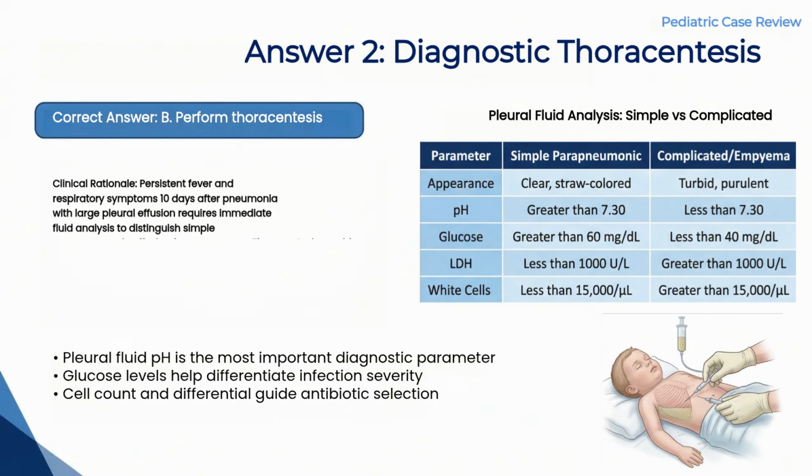In simple parapneumonic effusion, the fluid is clear and straw-colored. pH is greater than 7.3. Glucose is greater than 60 milligrams per deciliter. Lactate dehydrogenase is below 1,000 units per liter, and white cell count is below 15,000 per microliter. In complicated effusion or empyema, the fluid is turbid or purulent, pH is below 7.3, glucose is below 40 milligrams per deciliter, lactate dehydrogenase exceeds 1,000 units per liter, and white cell count exceeds 15,000 per microliter. Cell count and differential also guide antibiotic selection.